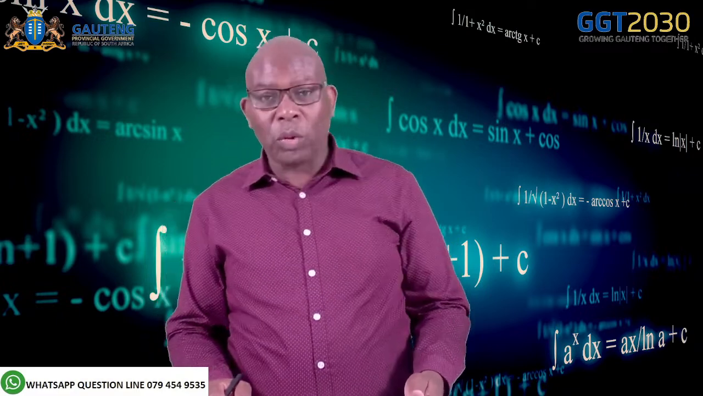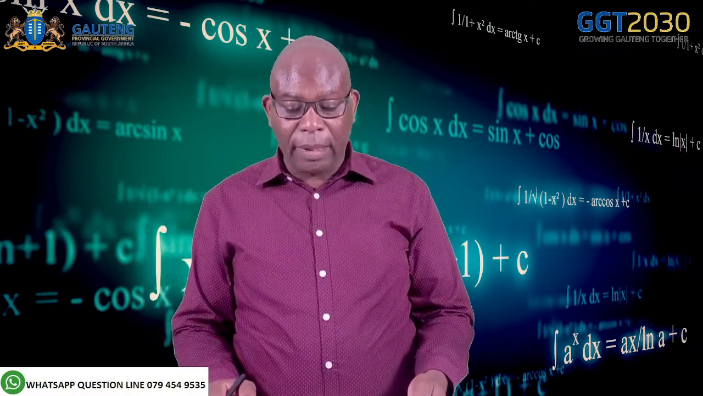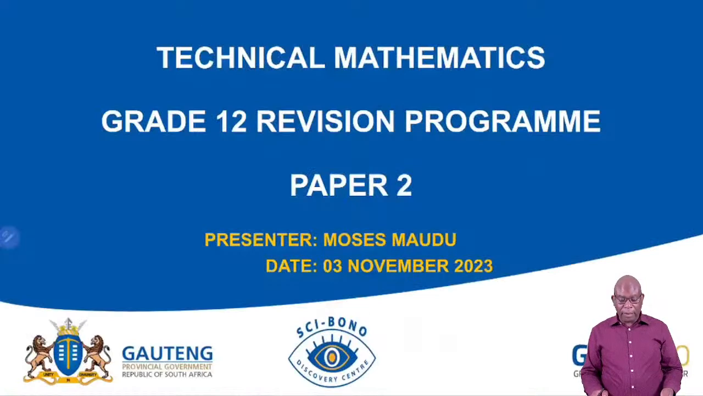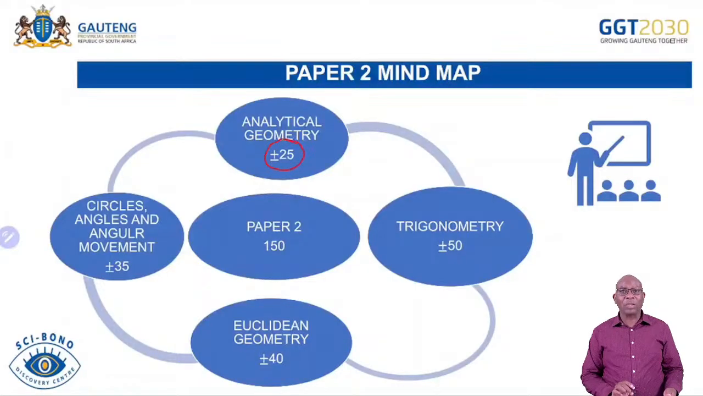So today we're going to look at Paper 2. The first thing that I'm going to talk to is the mind map of Paper 2. The marks allocated for analytical geometry is 25. The marks allocated for trigonometry is plus minus 50. The marks allocated for Euclidean geometry is 40. And the marks allocated for measurement, circles, angles, and angular movement is 35.